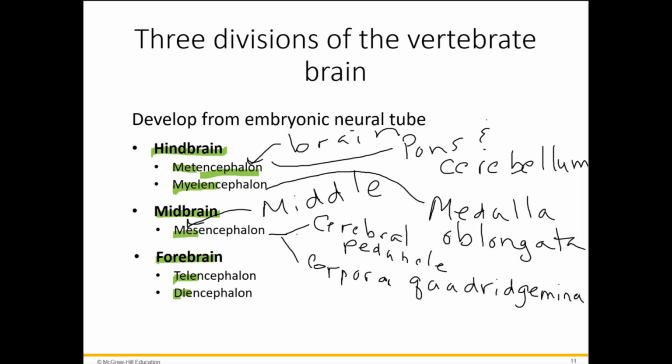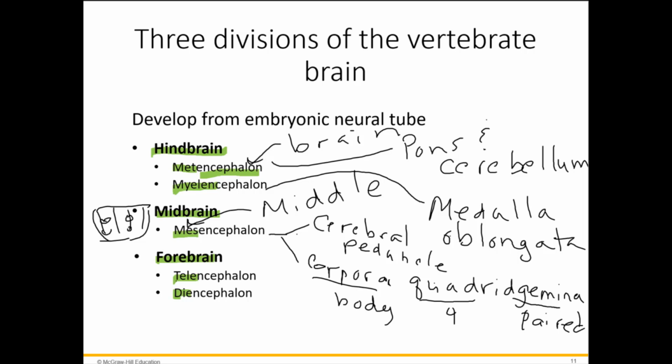And so the quad part here is what means four, and gemina means paired, and corpora means body. On one side of the midbrain there's just a bunch of tracts running over in the middle part. And on the other side it has four little circle areas called the corpora quadrigemina. They have some really important functions in respiratory rate and heart rate.